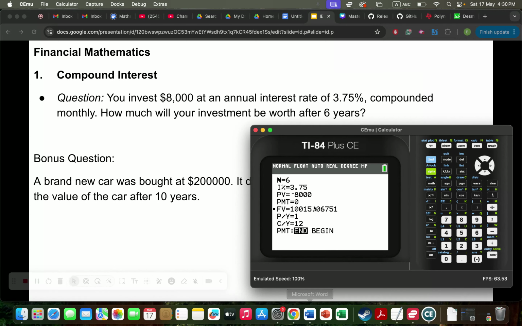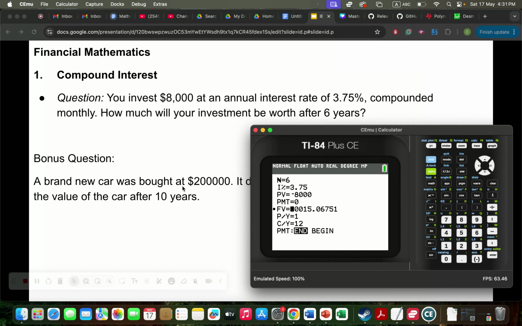Okay, so just remember, to summarize this, N and PY are interconnected. If N is based on the number of years, then you have to consider PY to simply be 1. But if N is considered as the number of months, then make sure you change PY to be 12.